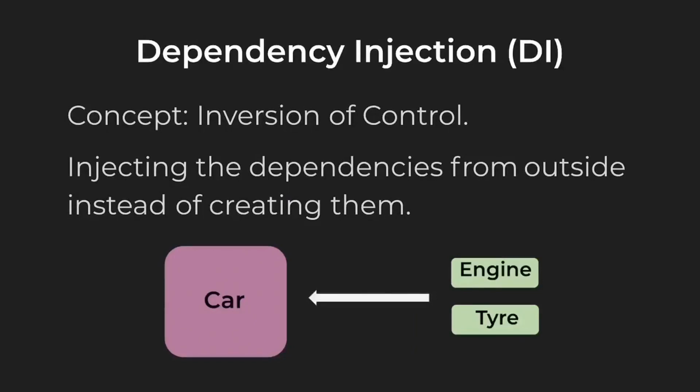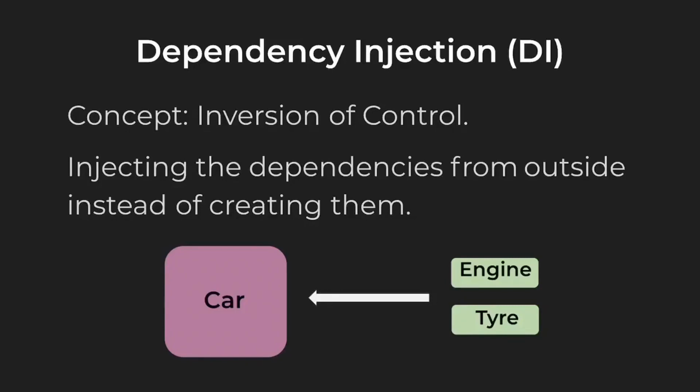Now I will talk about dependency injection. The concept behind the dependency injection is inversion of control. Dependency injection is a design pattern where the dependencies are injected from outside instead of creating them. So let's take the previous example of the car manufacturer. This time the car manufacturer is outsourcing the engine and the tires from other companies and not creating them on their own. So now these companies are providing the dependencies to the car from the outside.